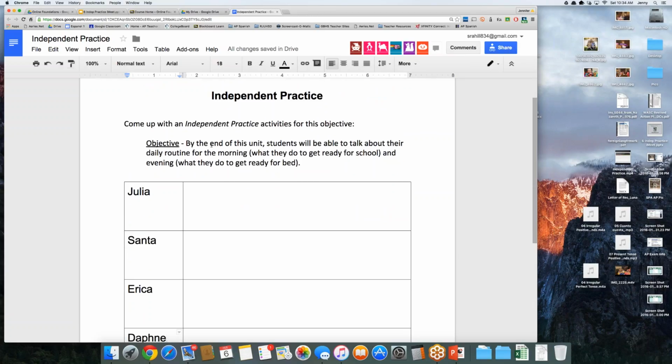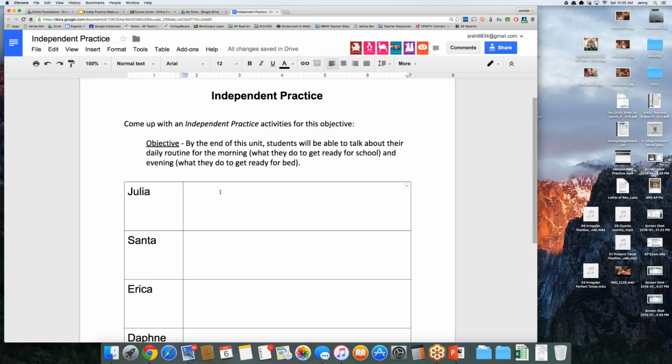So what we're going to do now is try to come up with an independent practice activity for this objective. And in the box to the right of your name, you can start typing, like I did right there. Here's the objective for our unit. By the end of this unit, students will be able to talk about their daily routine. Daily routine for the morning, what they do to get ready for school and evening, and what they do to get ready for bed. So by the end of the unit, that's what I want them to be able to do. Talk about daily routine. I wake up, I brush my teeth, I get dressed, those types of things. Daily routine in the morning, and then at night, I take a shower.